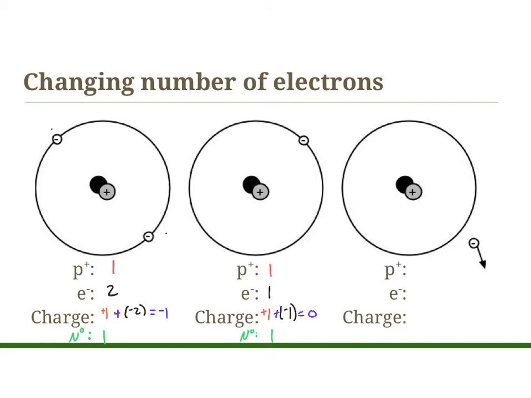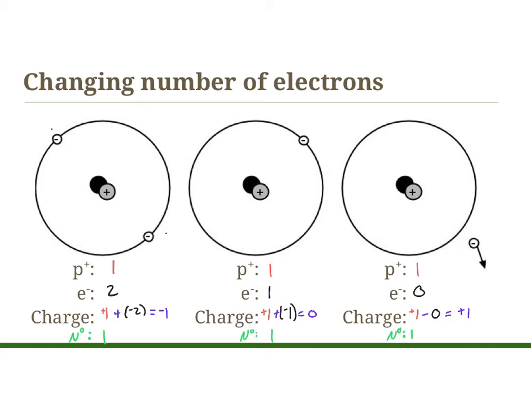And then the third one, all the way on the right-hand side, I see that I have 1 proton and 1 neutron, and I see that an electron has left the energy level, so there are 0 electrons. So when I assess charge, I take my +1 minus the number of electrons, which in this case is 0, because it left, and that gives me a charge of +1.